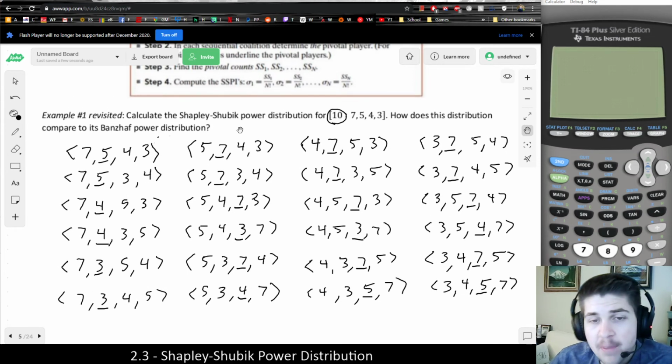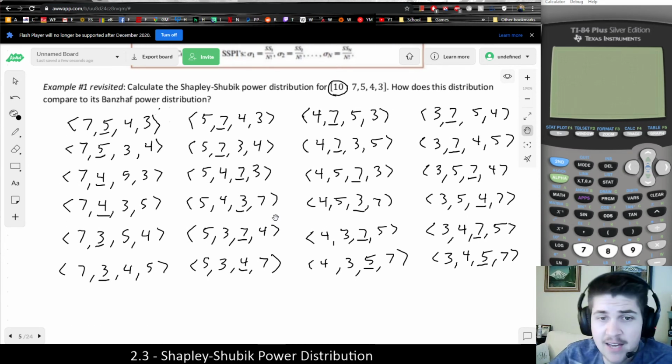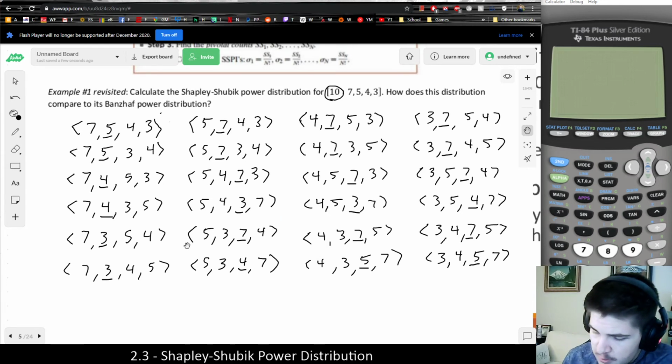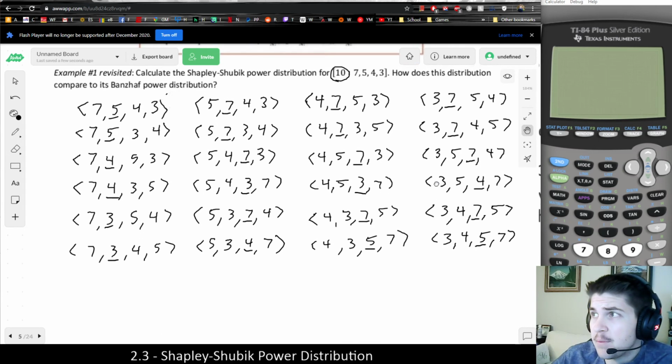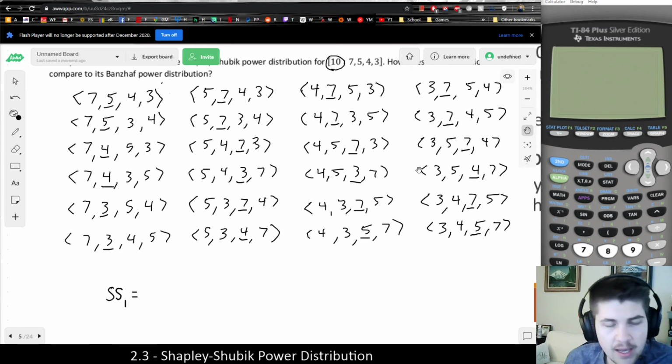From here, we do the same exact thing as Banzhaf. We want to figure out how many times each person was underlined under this methodology, and how many total underlines there were. Then figure out how many times I was underlined out of the total. That's what we're going to do. We need to count up the number of pivotal players for each type. So basically sigma, or SS1, and I'm going to try to use the same notation as the book. SS1 is the Shapley-Shubik, or pivotal, count for player 1.